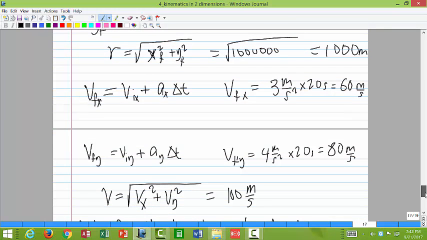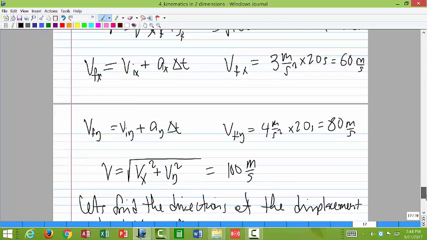So we can use our kinematic equations again. The final velocity along the x-axis is given by v initial x plus a subscript x delta t. So just plugging in 20 seconds for delta t and a subscript x is 3 meters per second squared, we have the final x velocity, which is 60 meters per second. The final y velocity is found the same way. We plug in acceleration in the y direction, which is 4 meters per second squared, times delta t, which is 20 seconds. So the final y velocity is 80 meters per second.